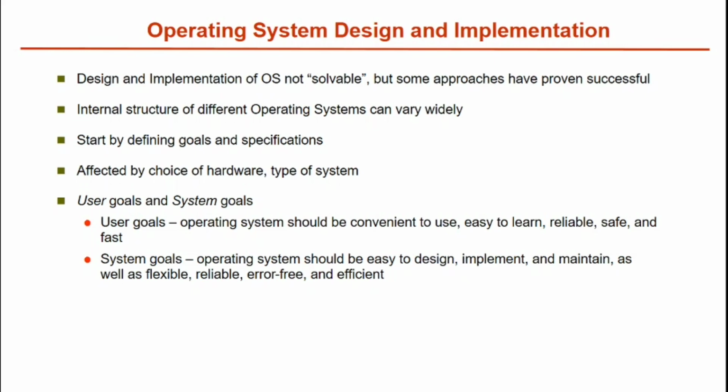For system goals, the operating system should be easy to design, implement and maintain, as well as flexible, reliable, error-free and efficient. There should be no error in the operating system. Otherwise, it is very difficult to understand the system calls or the code written, since the end user is only able to design an application rather than an operating system. The operating system has to be designed in such a way. The main goals are the user goals and the system goals. That is the main intention of designing the operating system.